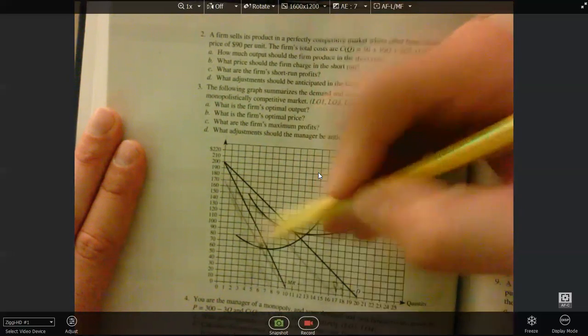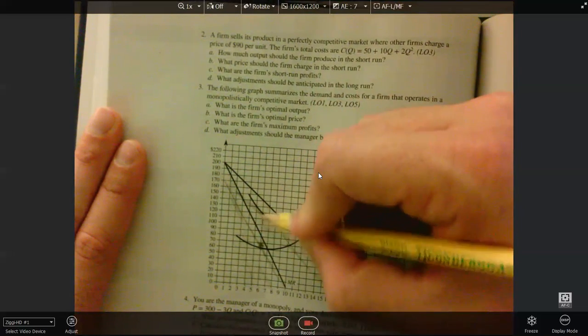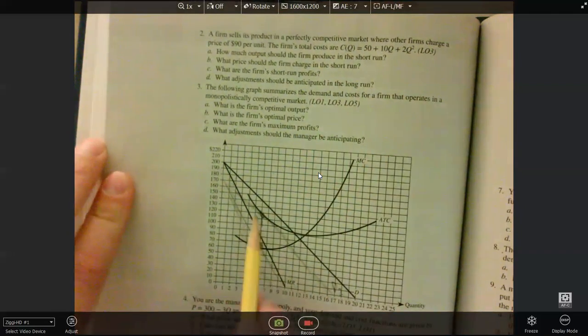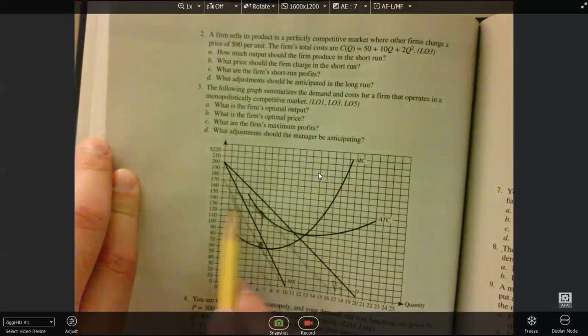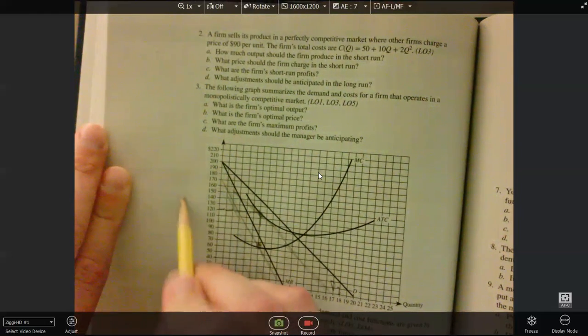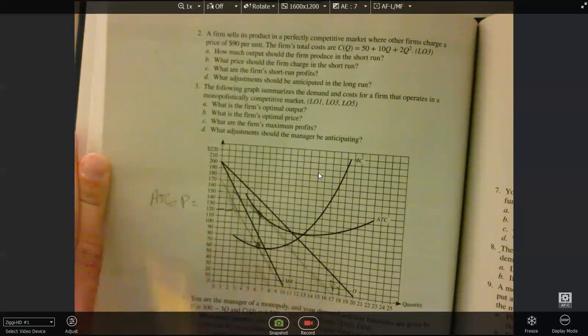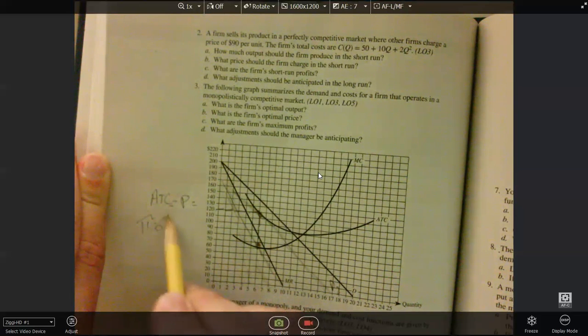And so that's going to be the equilibrium quantity, and there's going to be 0 economic profits, right? Because the demand is exactly equal to the average total cost there. So the price is equal to 120, and the average total cost is equal to 120. So then the profit is equal to 6 times 120 minus 120, which is 6 times 0.